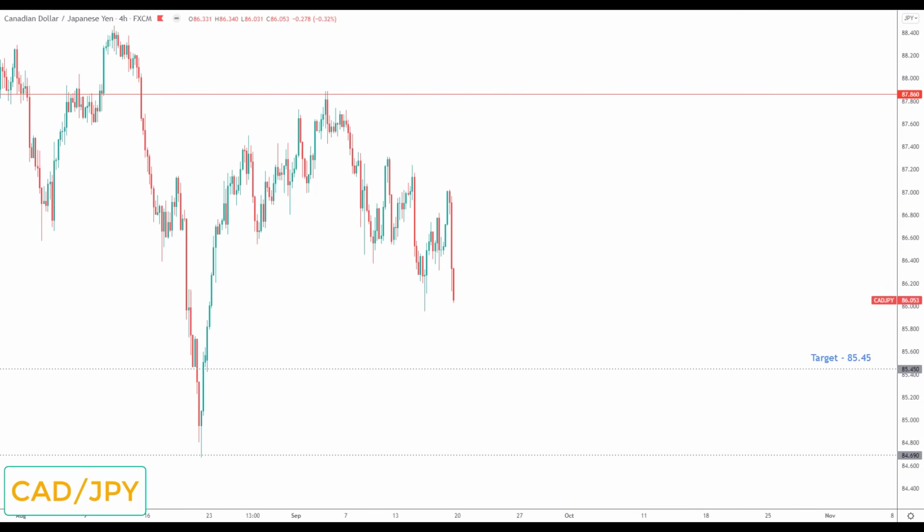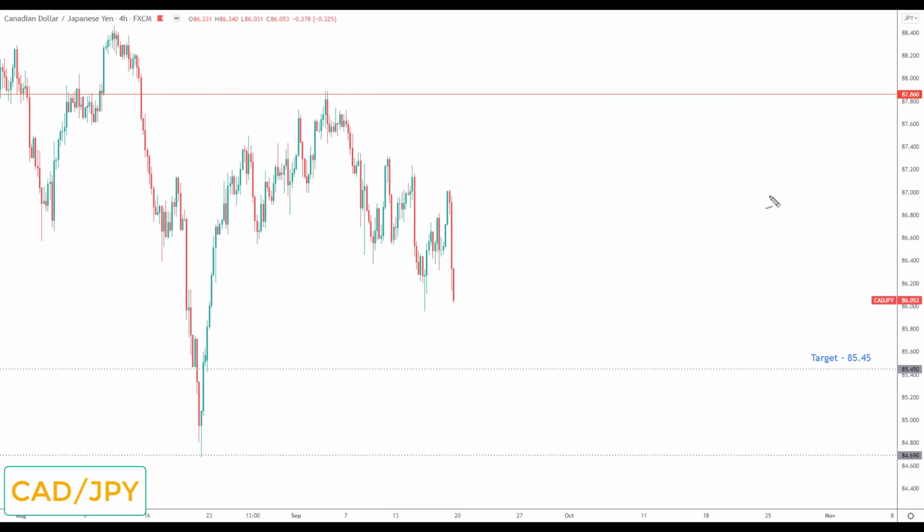Next is CAD yen. Now, CAD yen was a market I highlighted in last week's video to the downside, and we are moving down towards the target set at the 85.45. Notice this week, though, I'm not really trading the Canadian dollar based on what we're seeing in crude oil. Because of the FOMC decision on Wednesday, we can actually see crude oil change direction. We could see it turn bearish if we get a strong outcome, a hawkish outcome, and a strong dollar on Wednesday.